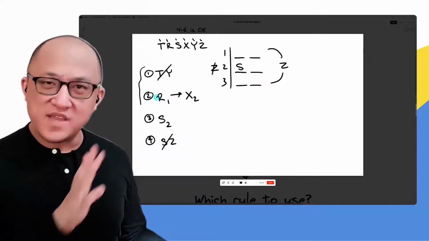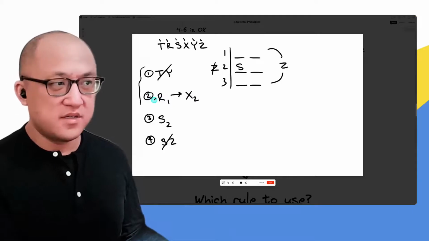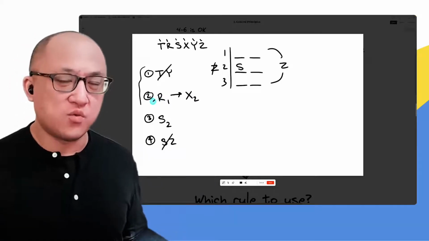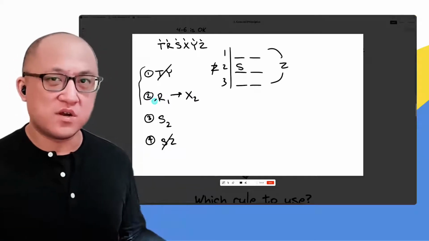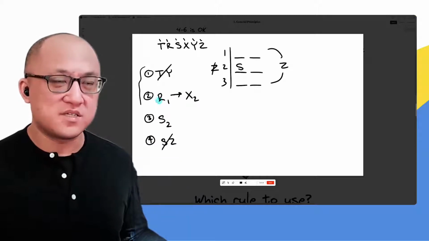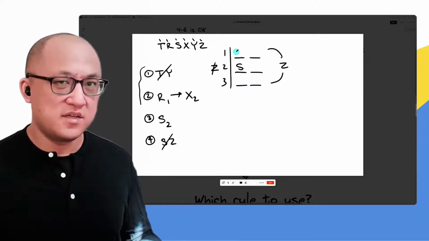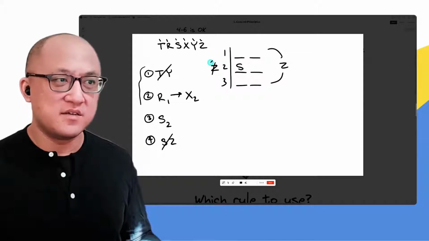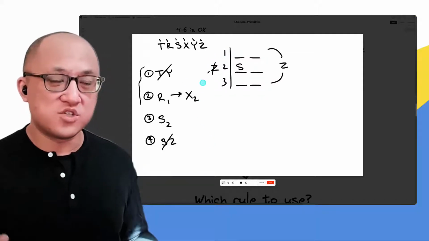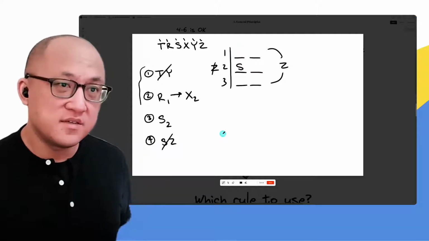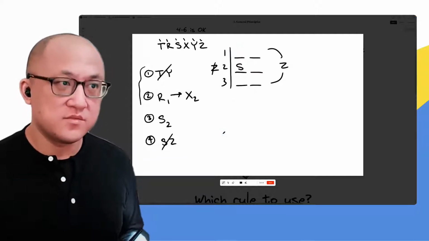Now, if that's the first world, R is in 1, what would be the other world or worlds if we started with the R? What do you guys think? We could put R in 1. And then should we just do R in 1 and R not in 1? Or maybe we should, yeah. R in 1, R in 2, R in 3. Yeah.